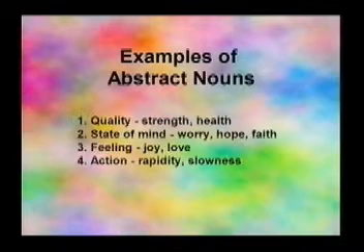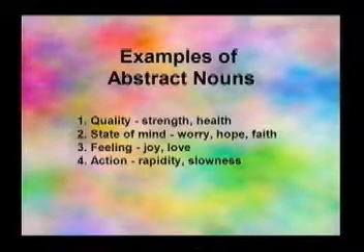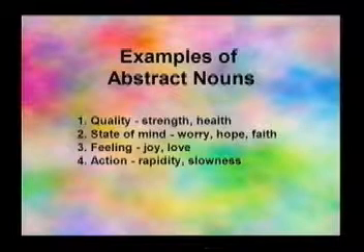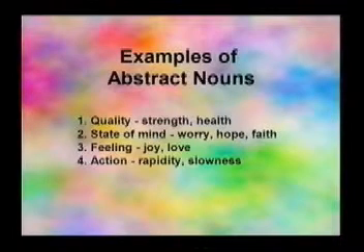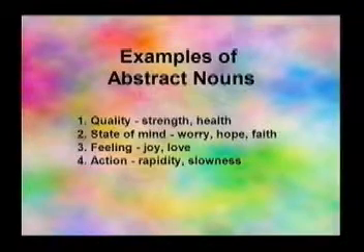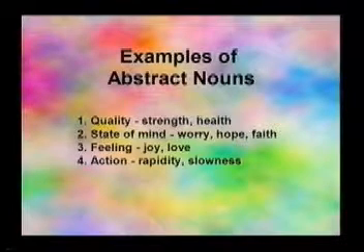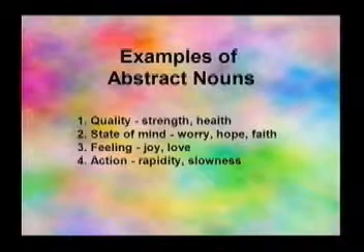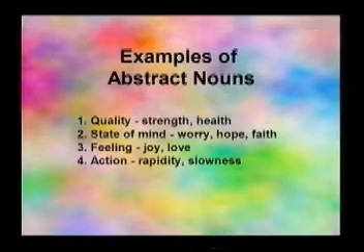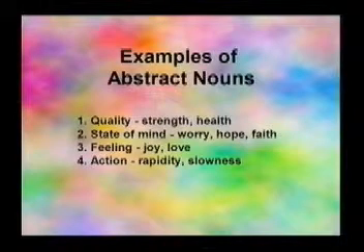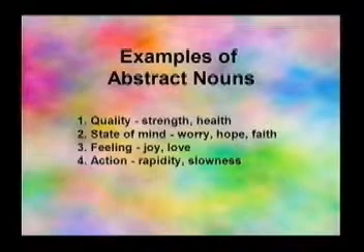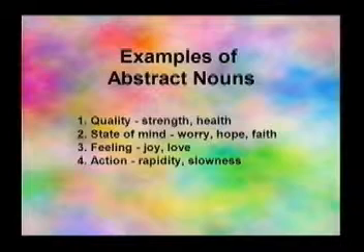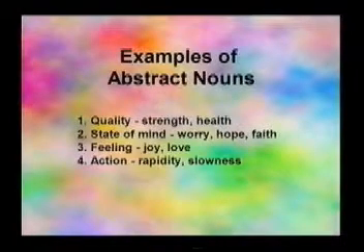For example, quality could be strength and health. State of mind could be worry, hope, faith. Feeling could be joy, love. Action could be rapidity or slowness. Notice that you cannot touch, smell, hear, taste, or see hope, worry, love. That's why they are called abstract nouns.